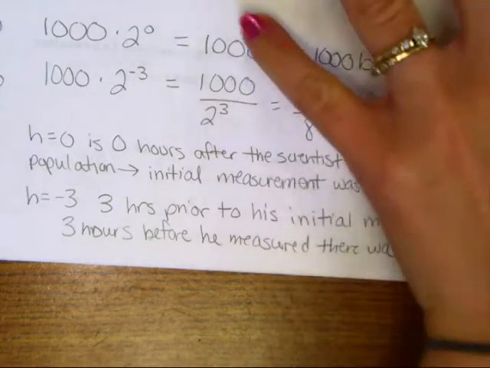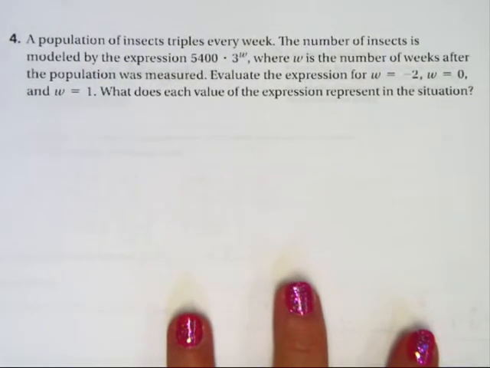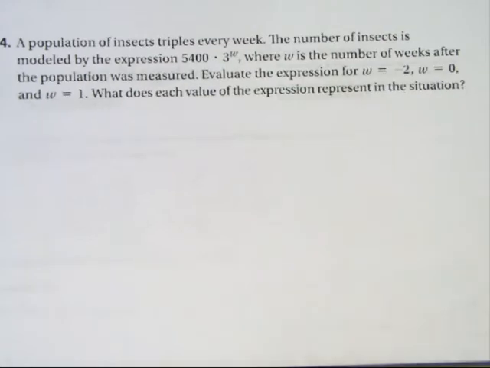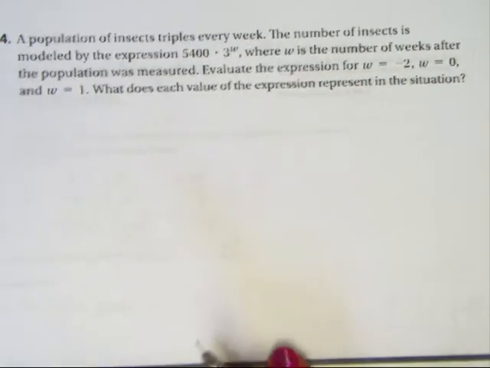Okay? We got one more problem, and I think it's another fun word problem. Oh, good. Bacteria to insects. That's wonderful. A population of insects triples every week. The number of insects is modeled by the expression 5,400 times 3 to the W, where W is the number of weeks after the population was measured. So they're not saying it's at the very beginning, it's just whenever somebody took the measurement. Evaluate the expression for -2 and 0 and 1. What does each value represent? Hopefully you kind of picked this up from the last problem.